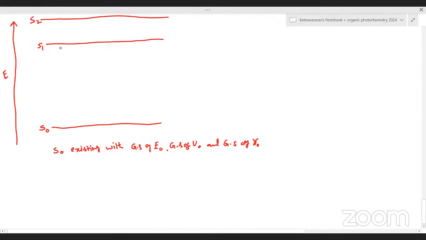Now, whenever we provide energy, the electron will be excited to the next level of this energy state. This state is somewhat a vibrational level, some X state, vibrational X state, Vx level. Then we have several vibrational levels. These are the vibrational levels.